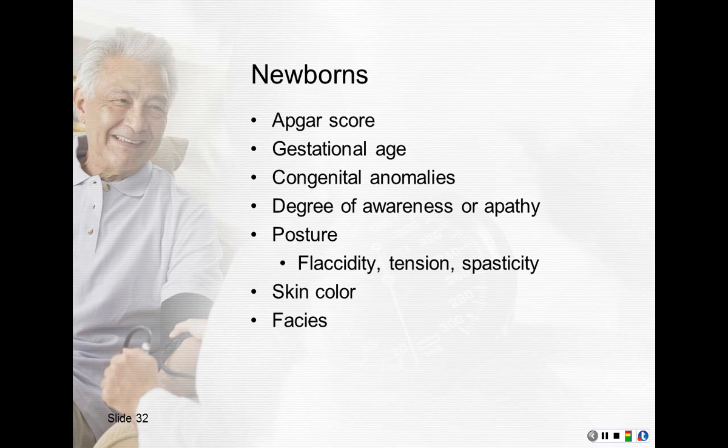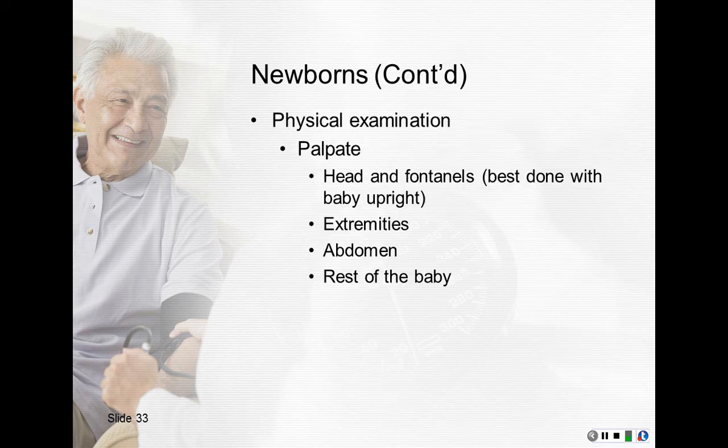With infants, we look, of course, at APGAR score, gestational age, anything about the birth history, any congenital anomalies that are either present or that the parent is aware of, the degree of awareness and alertness in the newborn, the relationship between the mom and the newborn, the posture, its flaccidity, its tension, spasticity, skin color, all of these things we look at.